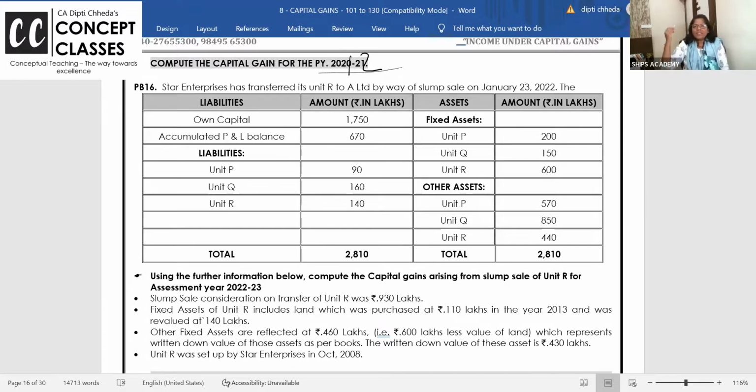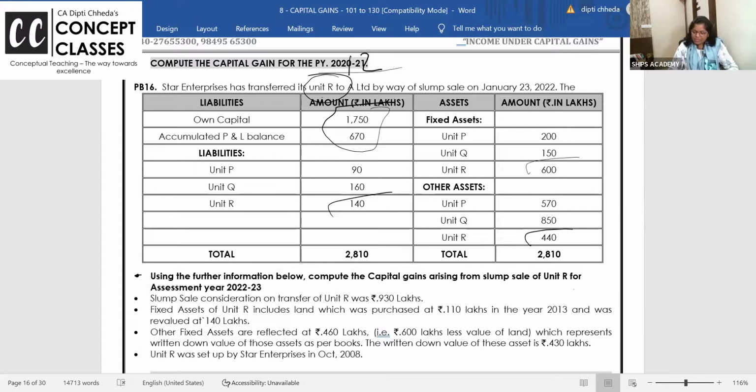अगर thousands में दिया है तो thousands में करो, lakhs में दिया है तो lakhs में करो. But sometimes in lakhs, if it is in decimal, तो दो decimal ले लो, because in lakhs decimals are also in thousands. Chalo. Fixed assets, they have given PQR. Which unit I am transferring? Unit R. Other assets, they have given PQR. I need R. Liabilities, I need R. And what is this? Net worth or capital. Using further information, compute capital gain for unit R.